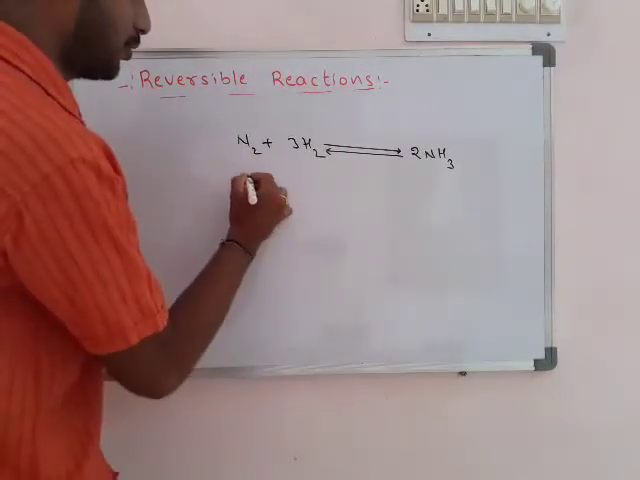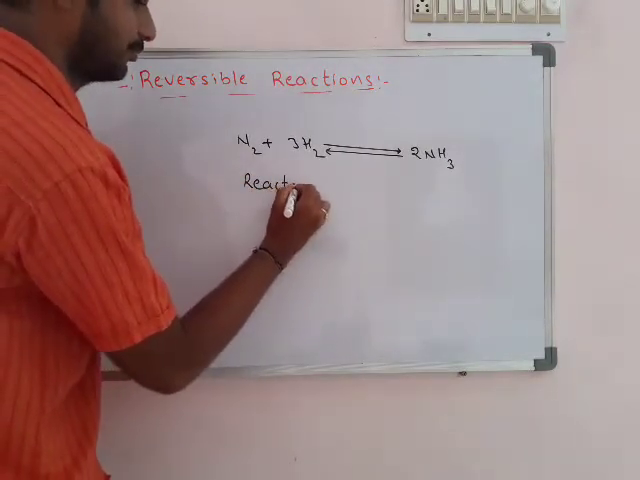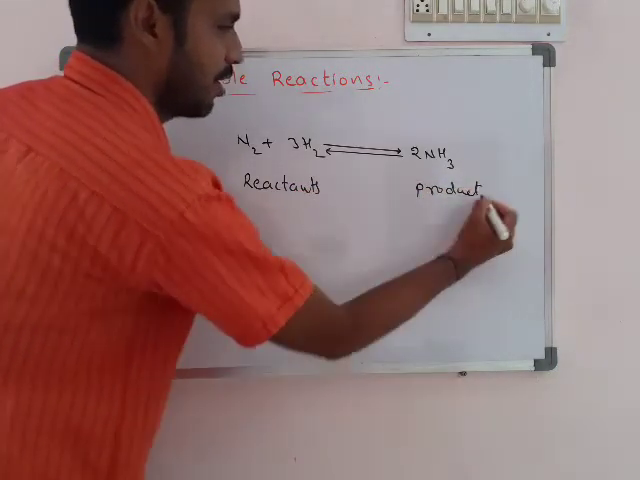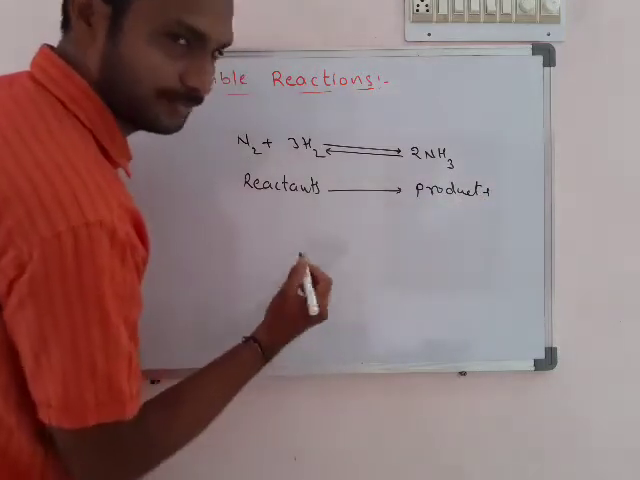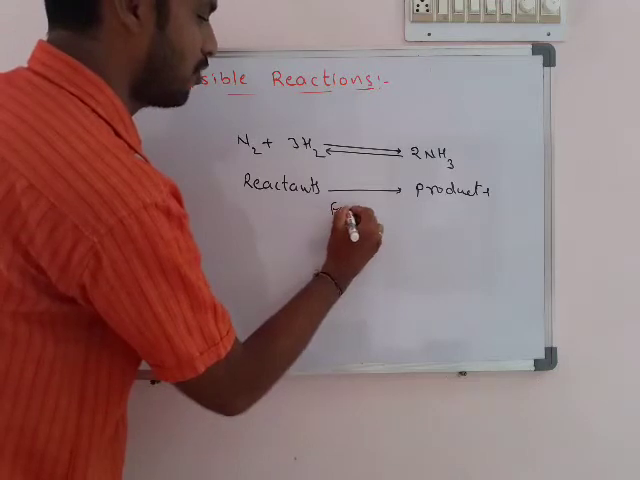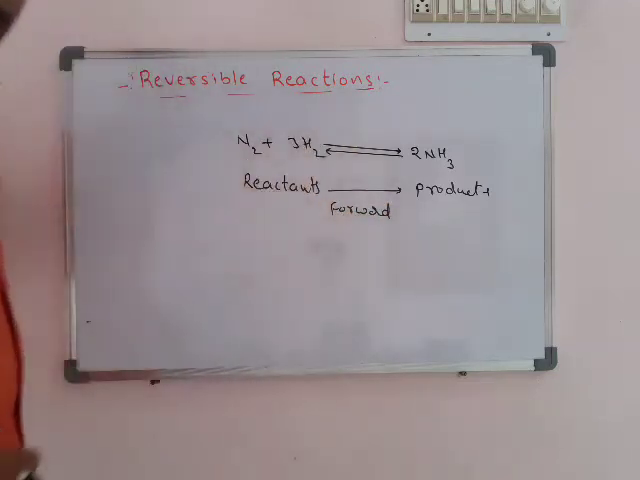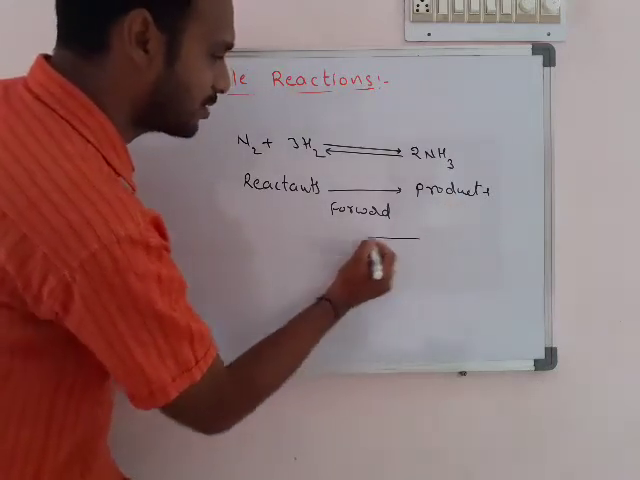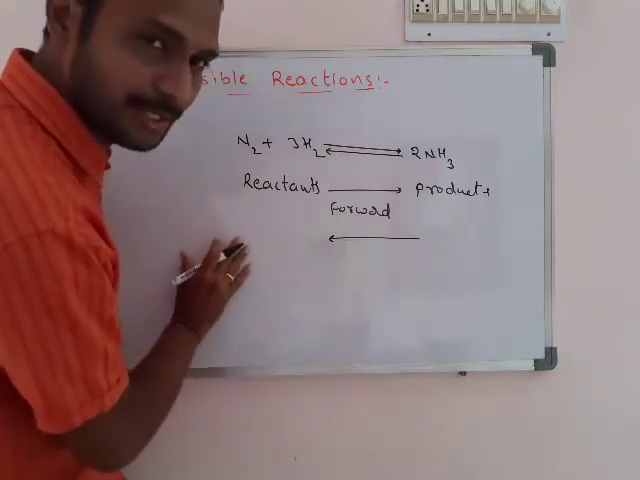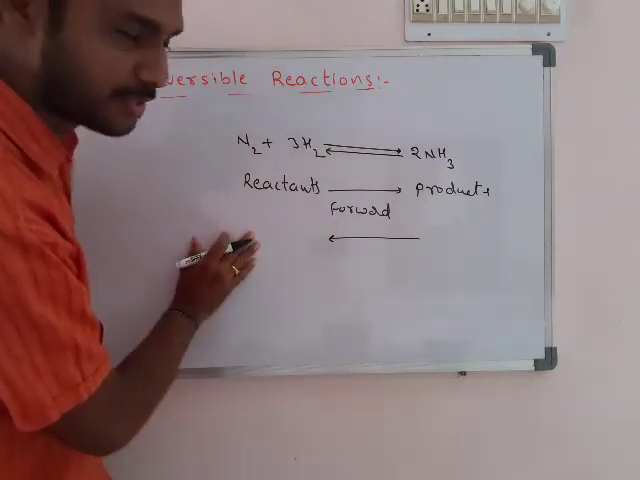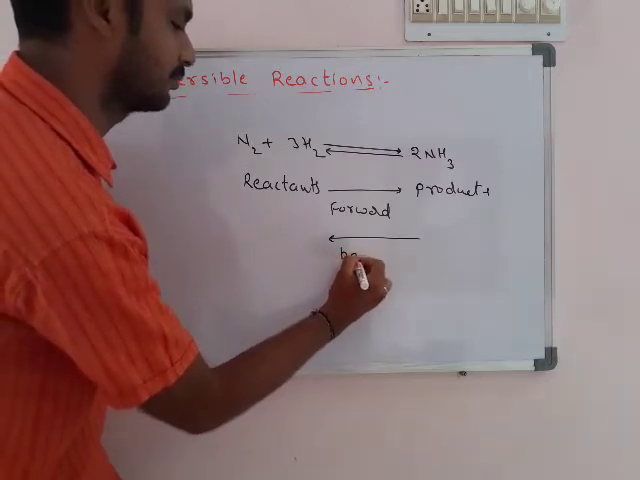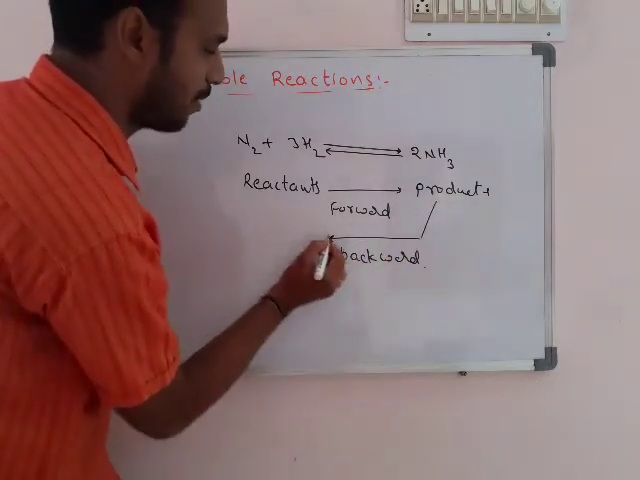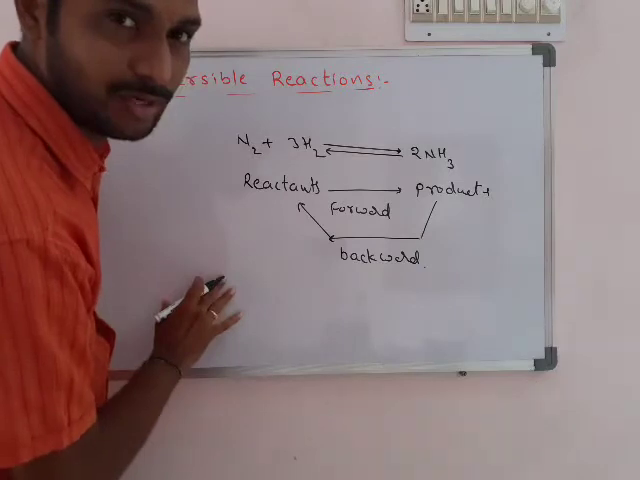So already we know these are reactants and these are products. Reactants forming products, a normal reaction, is called the forward reaction. When the products form the reactants again, it is called the backward reaction. The products forming reactants is called the backward reaction.